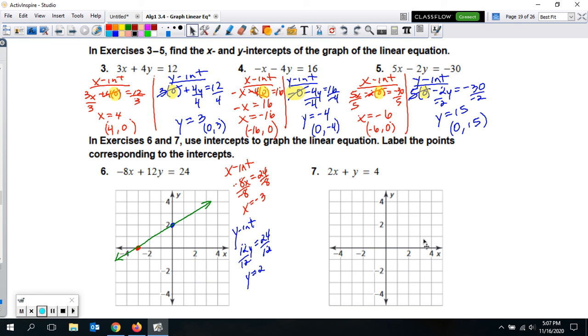Let's do number 7. I'm actually going to have you try this one on your own now. So go ahead and pause the video and find the x-intercept, plot that down the x-axis, find the y-intercept, plot that on the y-axis, and then connect the dots with your straight edge, draw a line. So go ahead and do that, number 7. So pause the video and then play it to check your answer.